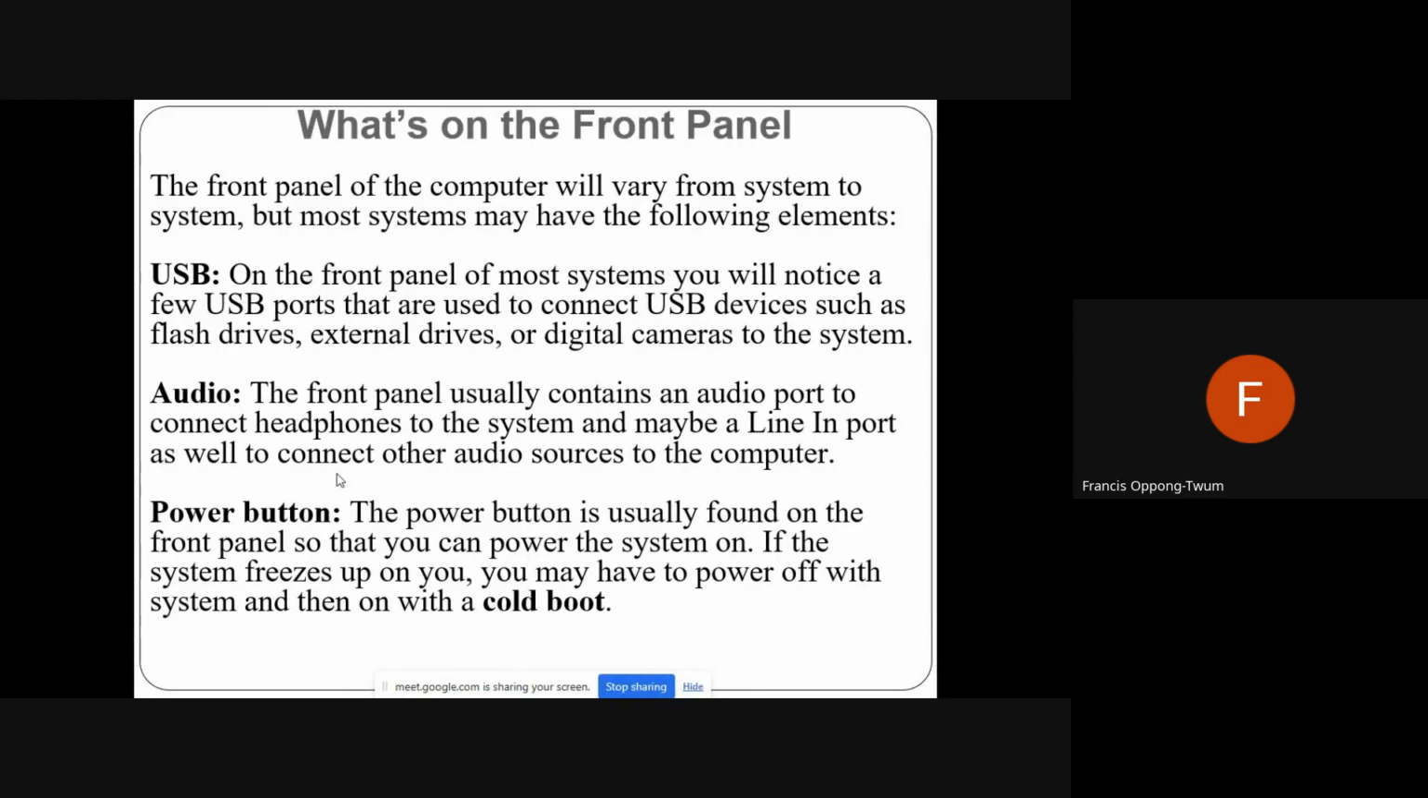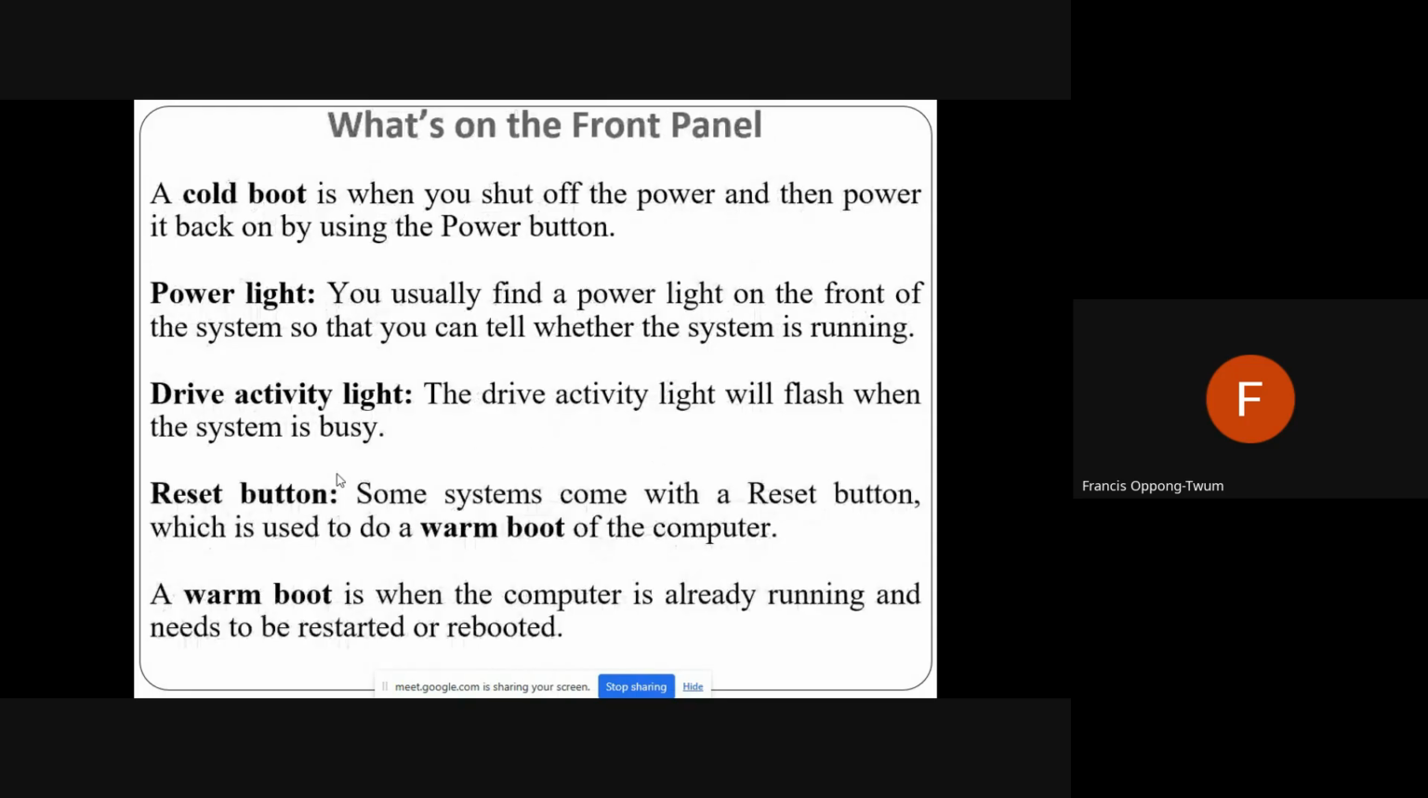When it comes to computer booting, we have cold booting. It is when you shut off the computer and then power it back on using the power button. So when you shut down your computer and you want to put it on, when you put your hand on the power button, then we are saying that you are doing what you call cold booting.